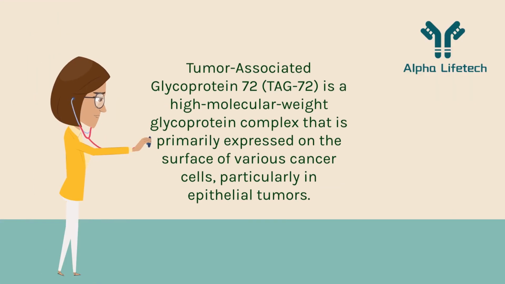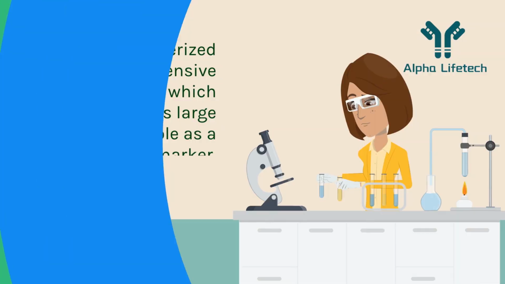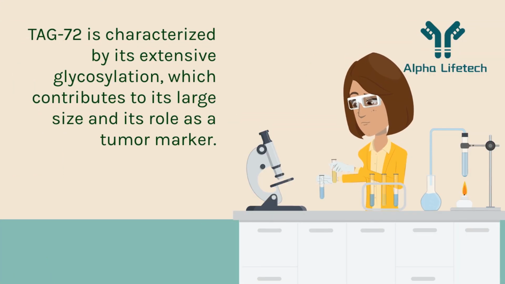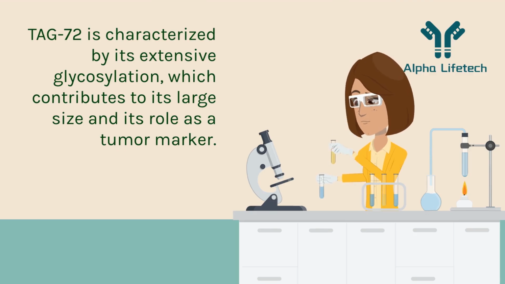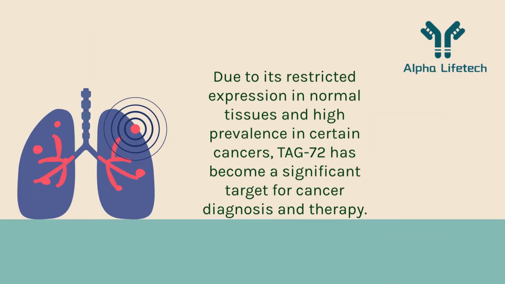Tumor-associated glycoprotein 72, TAG-72, is a high molecular weight glycoprotein complex that is primarily expressed on the surface of various cancer cells, particularly in epithelial tumors. TAG-72 is characterized by its extensive glycosylation, which contributes to its large size and its role as a tumor marker. Due to its restricted expression in normal tissues and high prevalence in certain cancers, TAG-72 has become a significant target for cancer diagnosis and therapy.